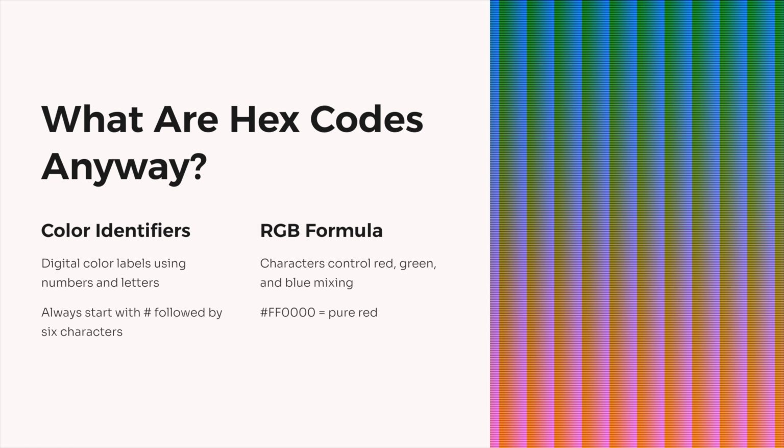Now, I know what you're thinking. What the heck is a hex code anyway? Well, simply put, a hex code is just a way to identify a specific color using a series of numbers and letters. It's mainly used for things like websites and digital designs. They always start out with a pound sign followed by 6 characters. Those characters control how much red, green, and blue are mixed to create the color.